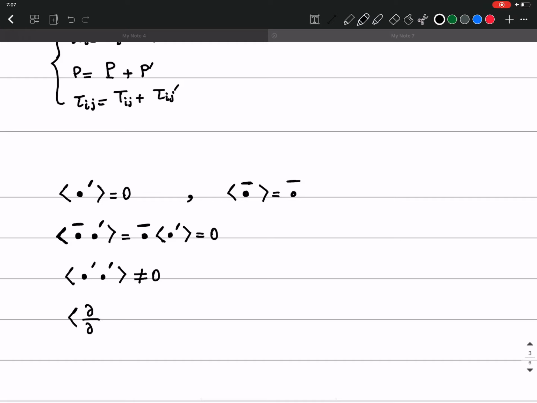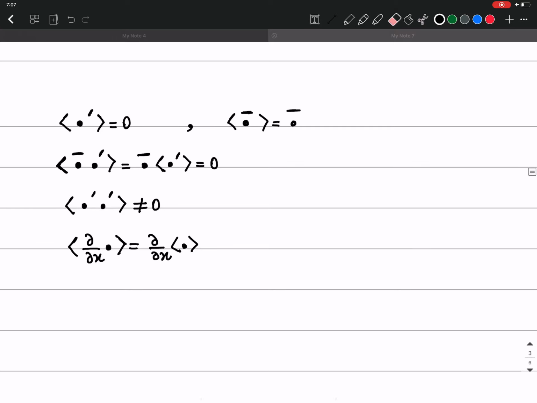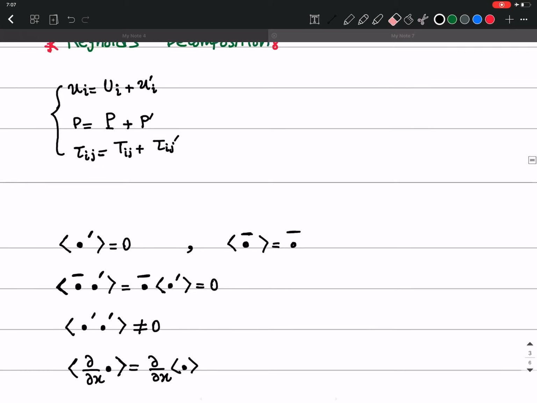So this is another rule, and the other rule that we use is that the average of the derivative of a variable equals the derivative of the average variable. In other words, we can take the average, the sigma, inside the derivative, right? This is a sigma. This is like sigma x equals partial x of that sigma, okay? So this is another rule that we are going to use in order to derive the Reynolds averaged quantities, okay?